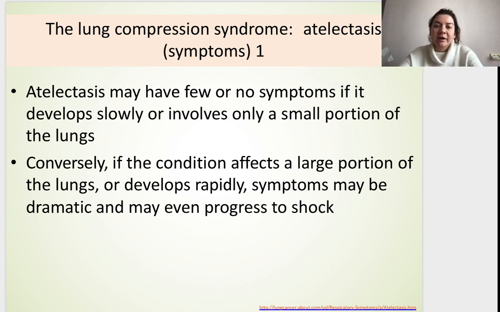Clinical symptoms of atelectasis. Atelectasis may have few or no symptoms if it develops slowly or involves only a small portion of the lungs. Conversely, if the condition affects a large portion of the lungs or develops rapidly, symptoms may be dramatic and may even progress to shock.